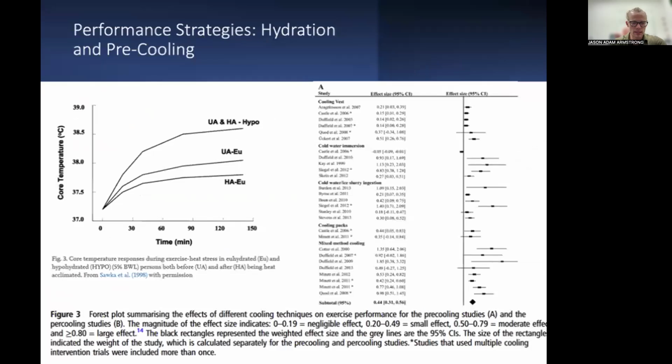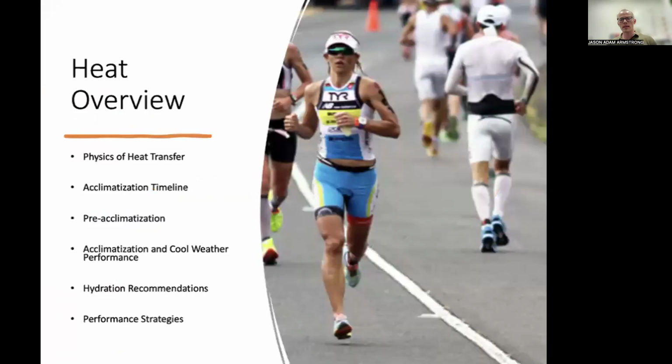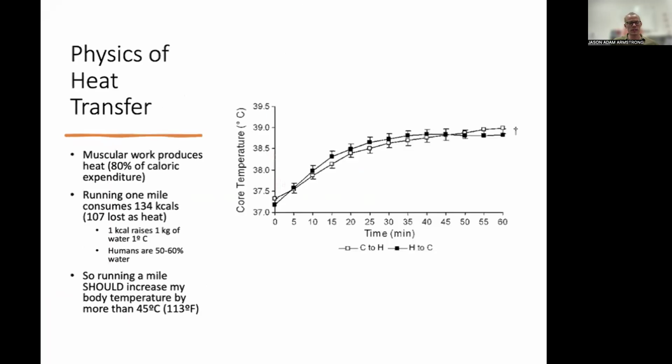Okay, so today we are going to talk about environmental conditions. So we're going to cover heat, altitude, and cold. Starting with heat, we're going to cover the physics of heat transfer, some acclimatization timelines, how you can pre-acclimatize if you know you're going to be competing in a hot environment or performing physical activity in a hot environment, how that affects potentially cold weather performance, and then some hydration and strategy recommendations.